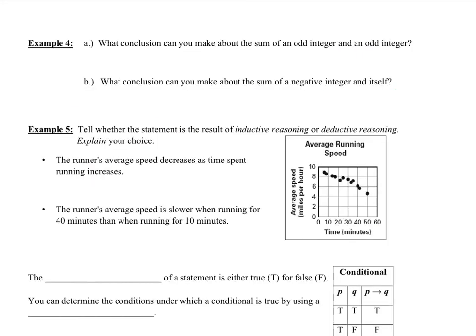Example 4. What conclusion can you make about the sum of an odd integer and another odd integer? The sum of two odd integers, so we could say like a 3 and a 3, gives you an even integer. So I can write the sum of two odd integers is an even number.